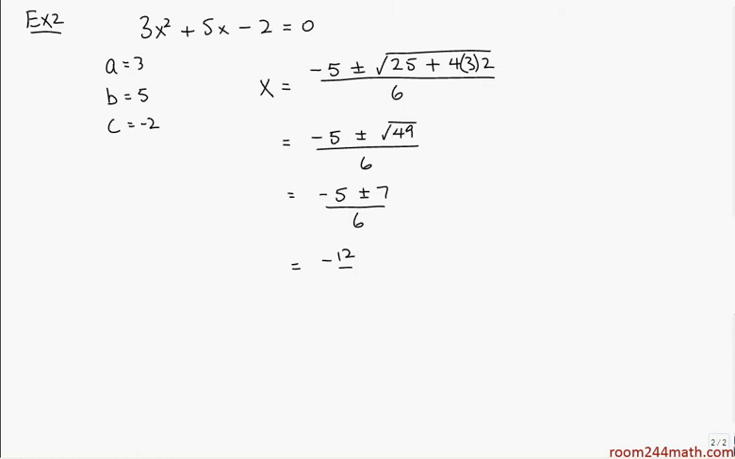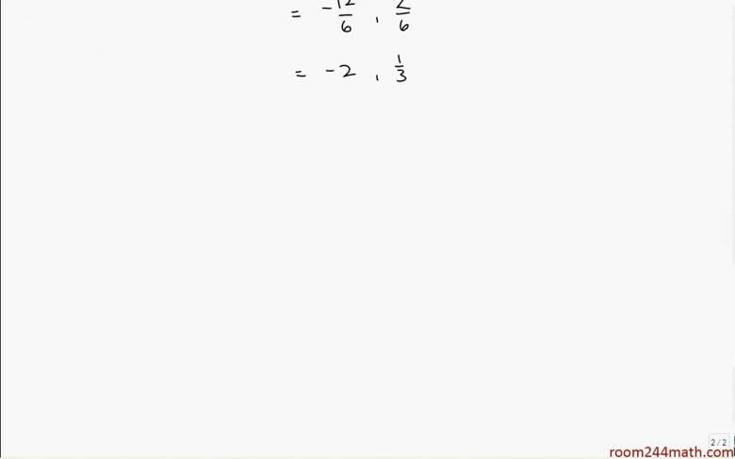The two roots are minus 5 minus 7, that's minus 12 over 6, or minus 5 plus 7, which is 2 over 6, and those can be simplified as negative 2 or 1/3. And you can verify by factoring that those are indeed the two rational roots to this quadratic equation. All right, so let's move on to a couple more quadratic equations, this time that can't be factored and that don't lead to rational roots.